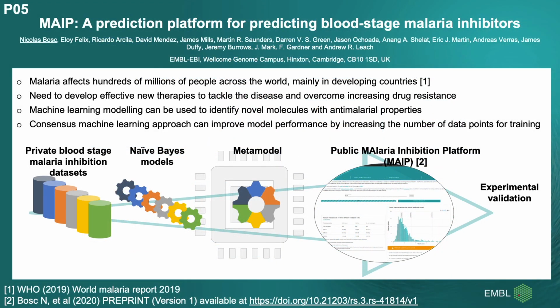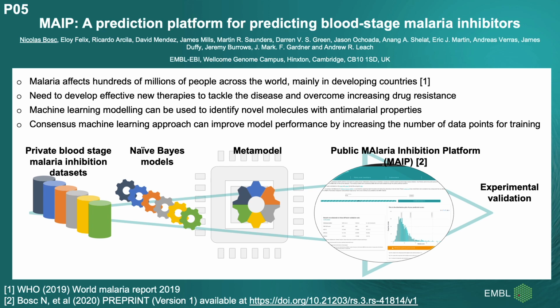Hi, my name is Nicola Bosch. I work at the European Bioinformatics Institute and more specifically in the Campbell Group. On poster number 5, I present the result of a collaborative modeling project funded by the Bill and Melinda Gates Foundation. The outcome of this project is a web application to predict blood stage malaria inhibition.